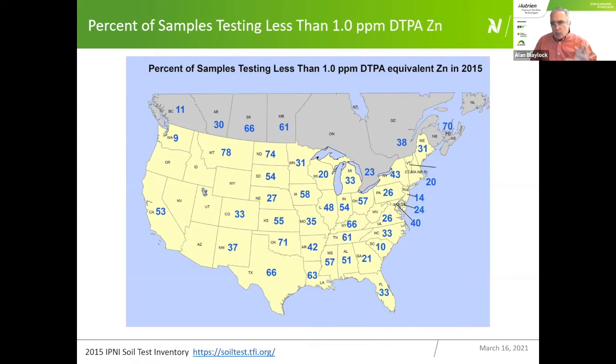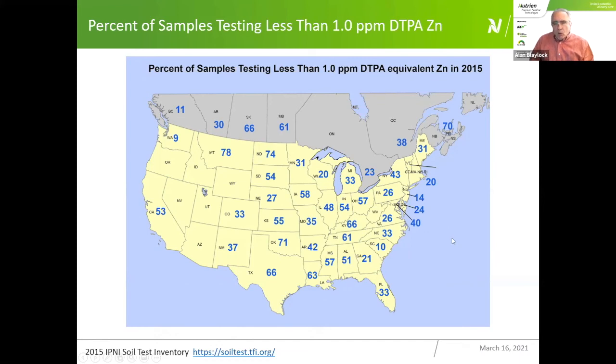In this case, we're not using a specific critical level for comparison as we did with P and K. We're using 1 part per million DTPA zinc as the indicator. Now, for some crops in some areas, 1 part per million zinc is plenty adequate. If we're growing wheat in the plains, 1 part per million is quite sufficient, and we're not likely to get a response at that level.